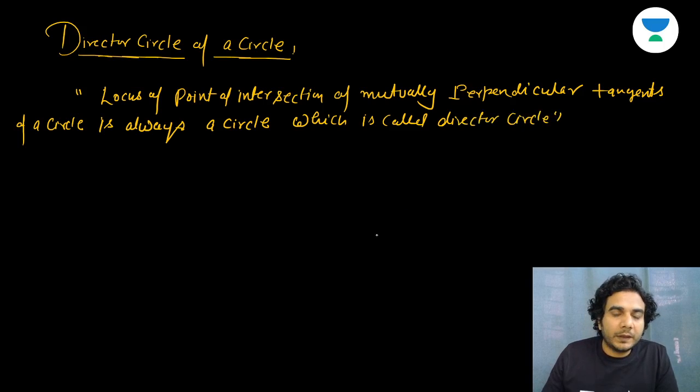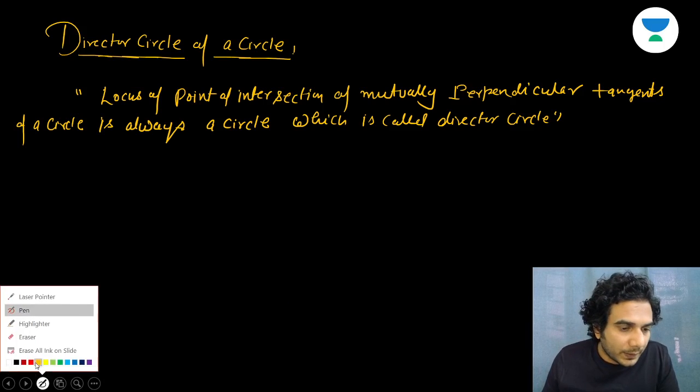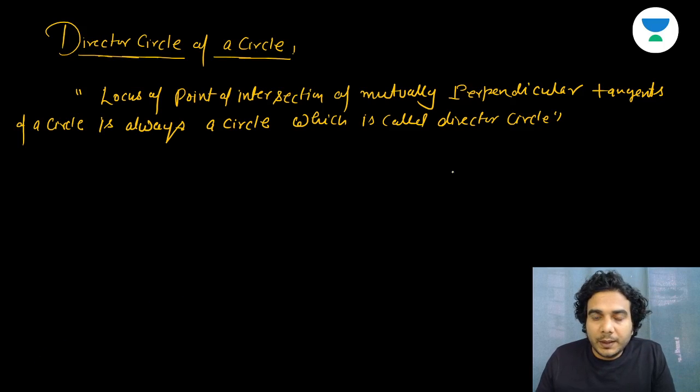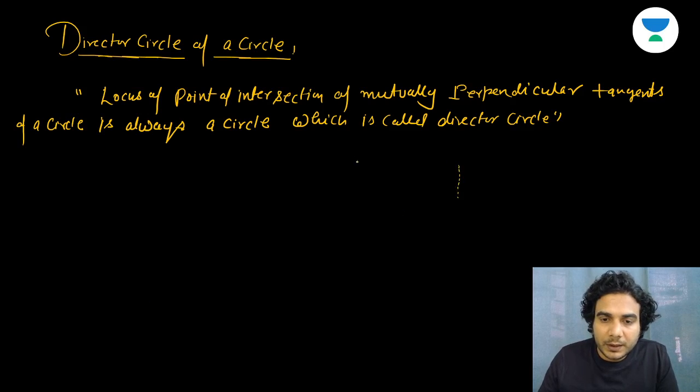Okay, so this is the definition. And this is also valid in ellipse. Locus of point of intersection of mutually perpendicular tangents in an ellipse is also a circle. In hyperbola it is also a circle, but in hyperbola there is one restriction, one condition, while in ellipse there is no condition. Okay, so I'll tell you, let me make the diagram.